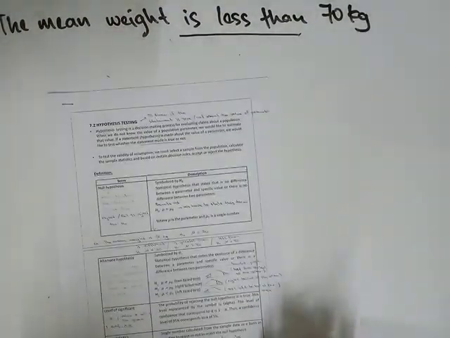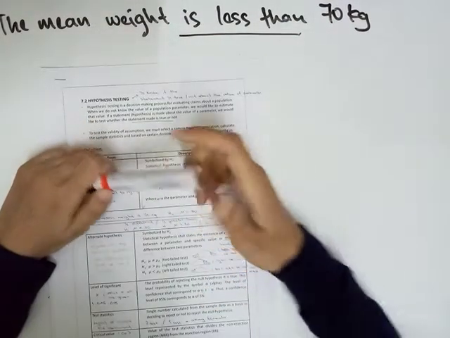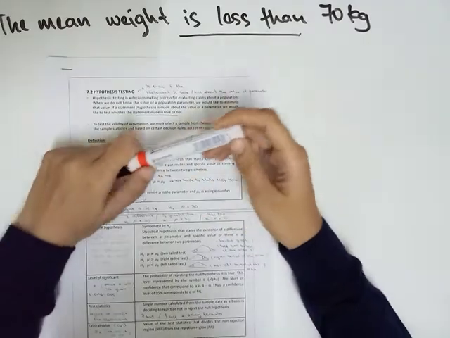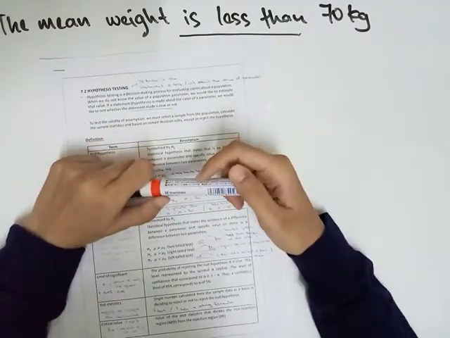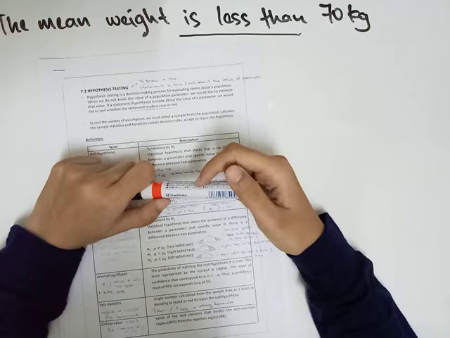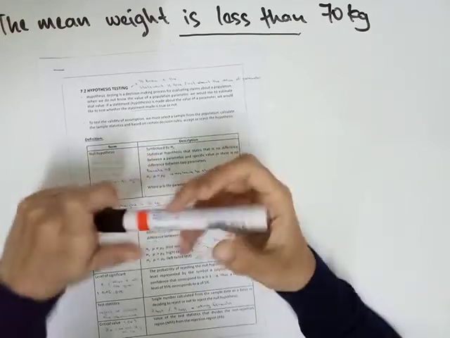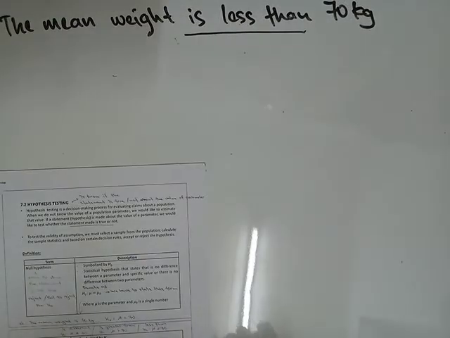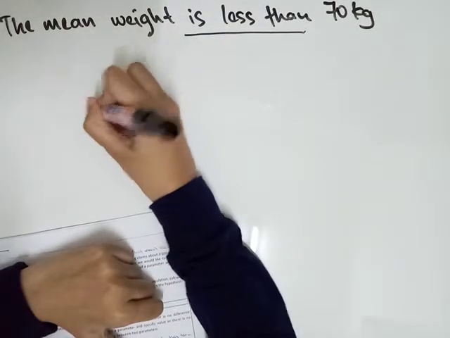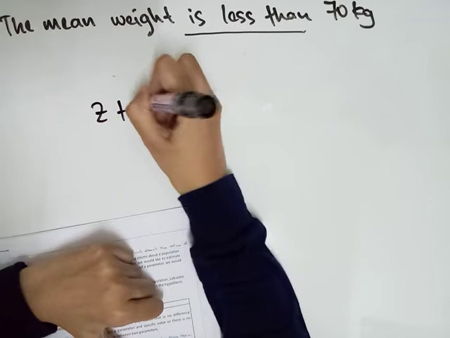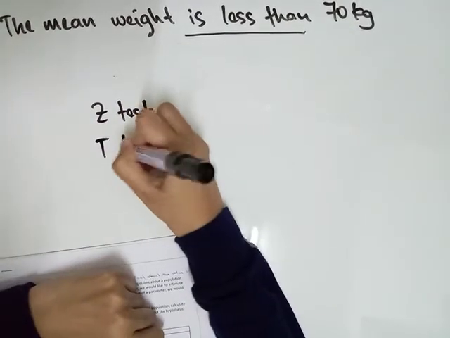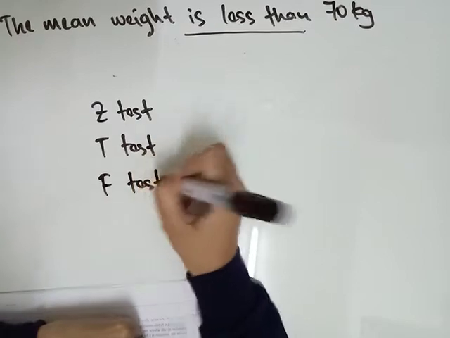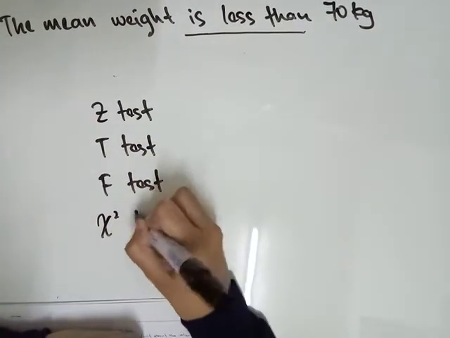And then next term, test statistic. It is a single number calculated from the sample data as a basis in deciding to reject or not to reject the null hypothesis. Okay, test statistic ni, we have 4 tests: Z test, T test, F test, and chi-square test.